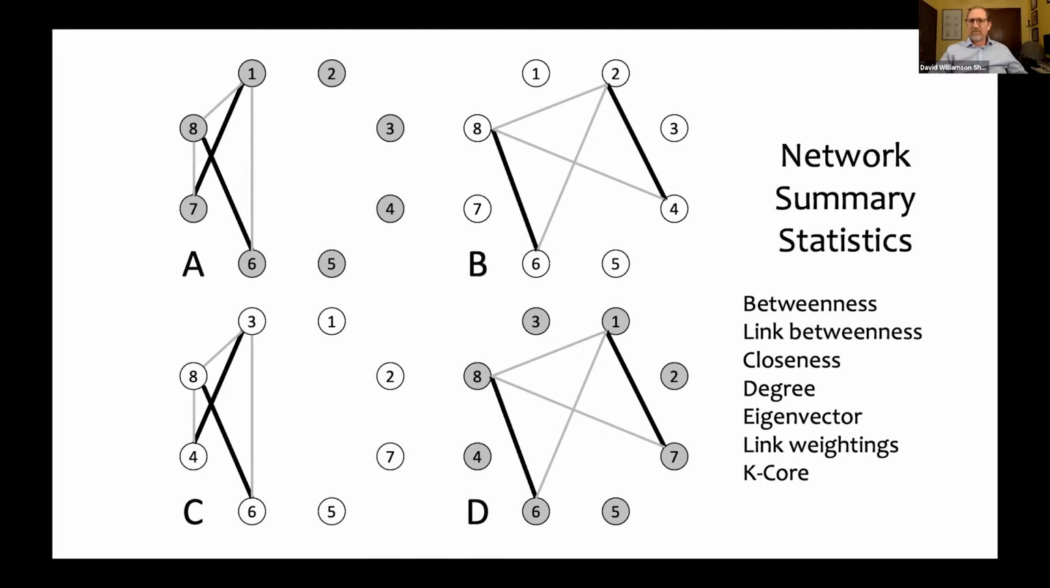Moreover, there's a ton of network summary statistics, which let you, over a whole group of networks, say which ones are similar and which ones are different. There's things like betweenness, centrality, link betweenness, closeness, degree, eigenvector centrality, link weightings, k-cores. There's a whole bunch of these, right?